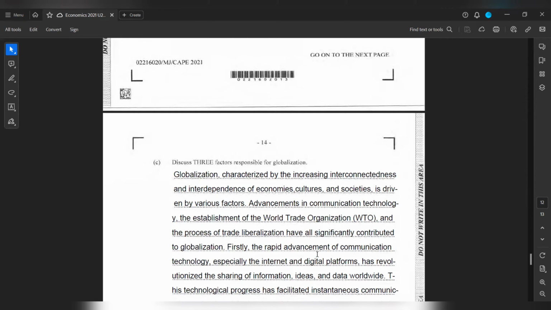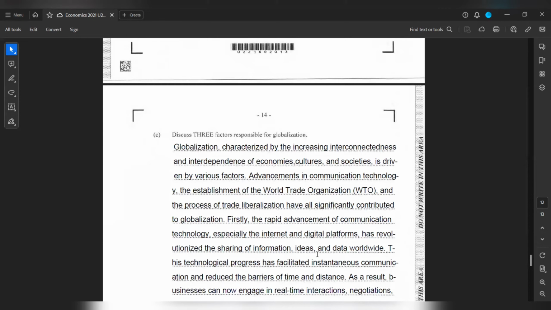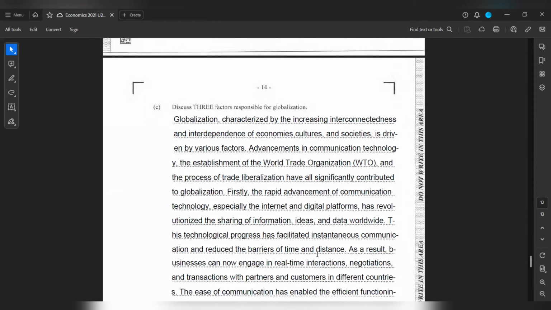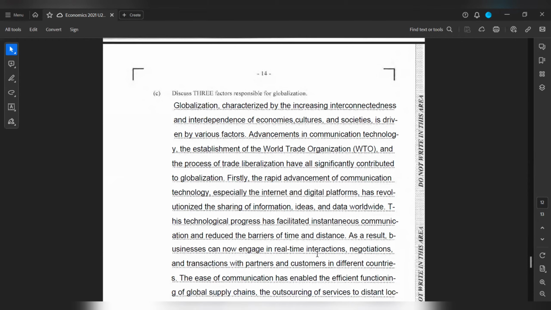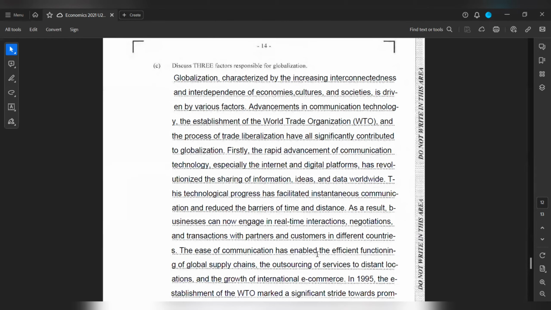This technological progress has facilitated instantaneous communication and reduced the barriers of time and distance. As a result, businesses can now engage in real-time interactions, negotiations, and transactions with partners and customers in different countries. The ease of communication has enabled the effective function of global supply chains, the outsourcing of services to distant locations, and the growth of international e-commerce.